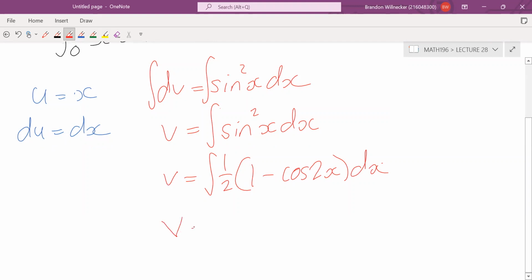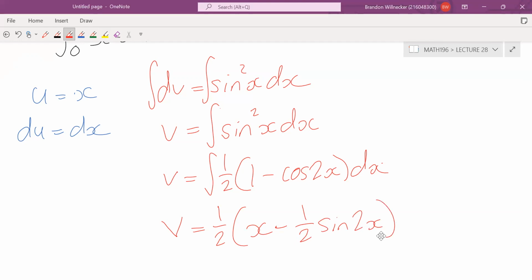So we have v is equal to 1/2. Integrating this, we're going to have x minus 1/2 sine 2x. Okay, so that is our v once we've integrated this. So we've got du, we've got v, that's all we need to substitute.